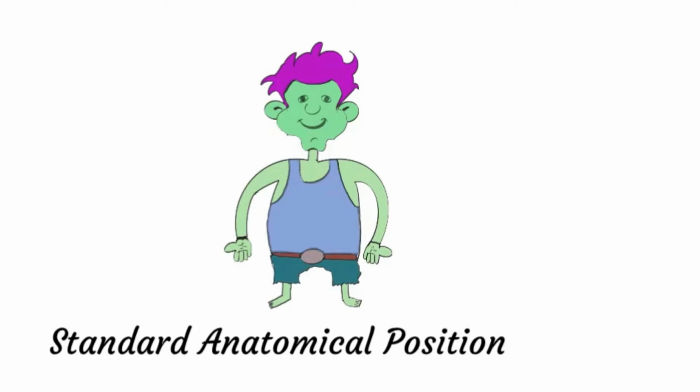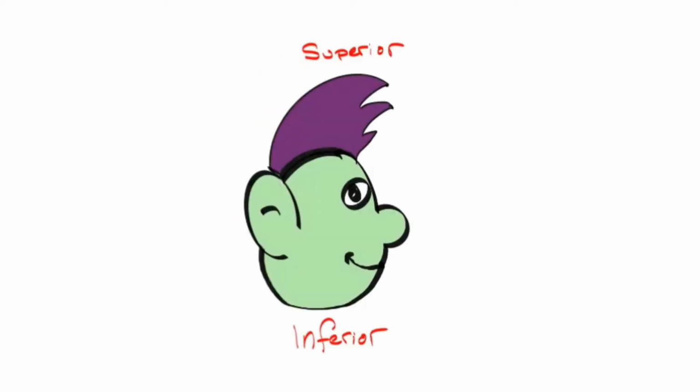Now, to be clear, we could say the superiormost region or the superiormost aspect. But if we're just using the term superior, we need to relate it to another body part. And that's going to be the case with all of the subsequent terms we're going to talk about. Okay, so here's superior and inferior again. Superior is towards the top, inferior is towards the bottom.